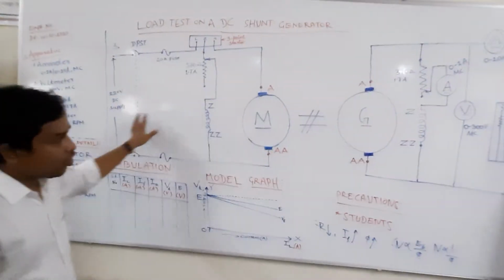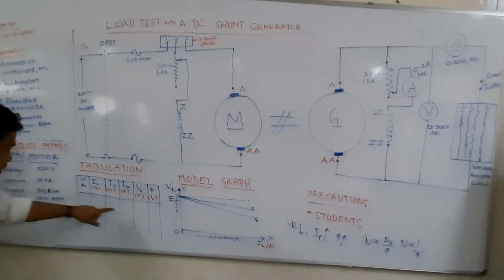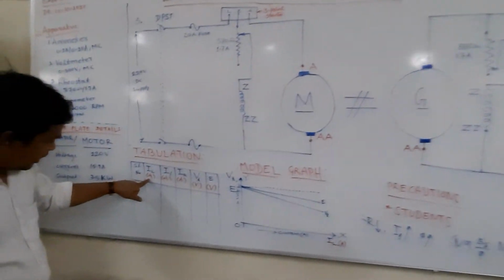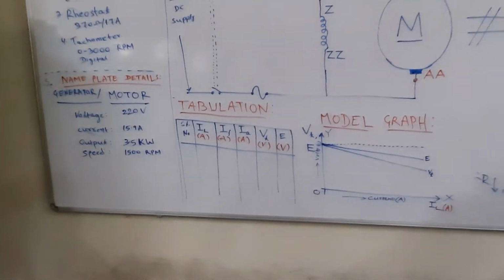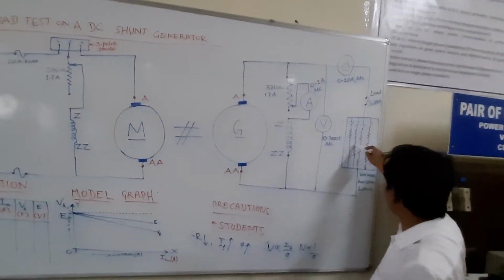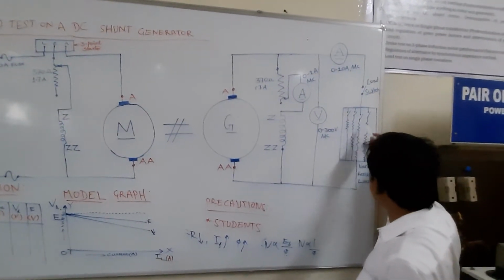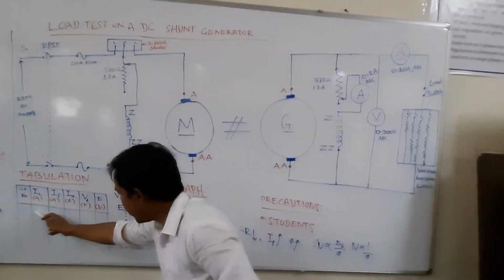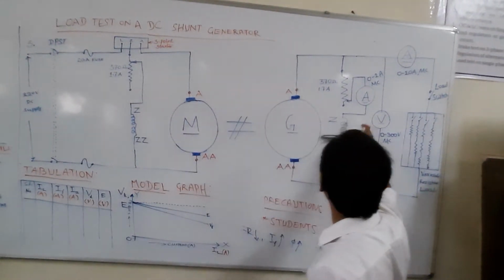Next, once you get all this data, you are going to fill up this table. We have I_L, my load current. At the starting, this switch is off, so load current is 0. Next, I'll keep on loading one by one. As I keep increasing the number of loads that I am connecting, the I_L will keep on increasing. So you take the value of I_L, then I_F.